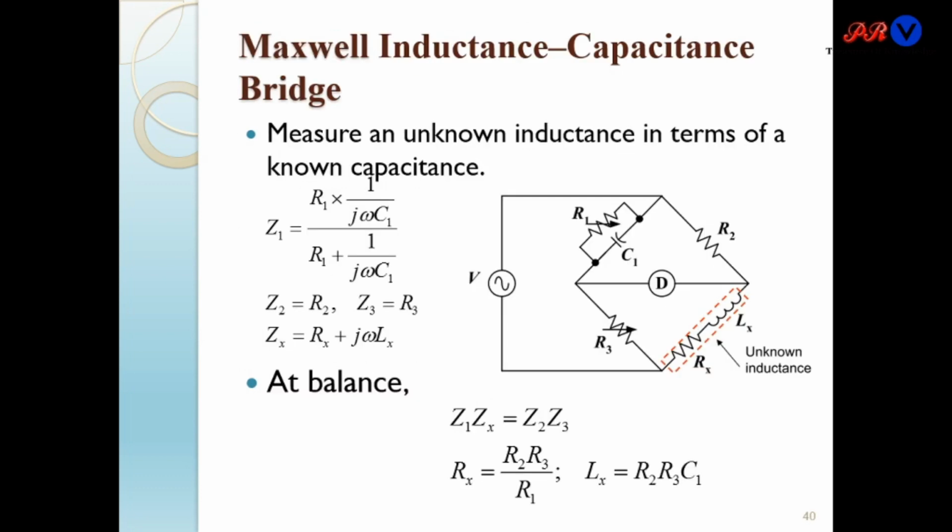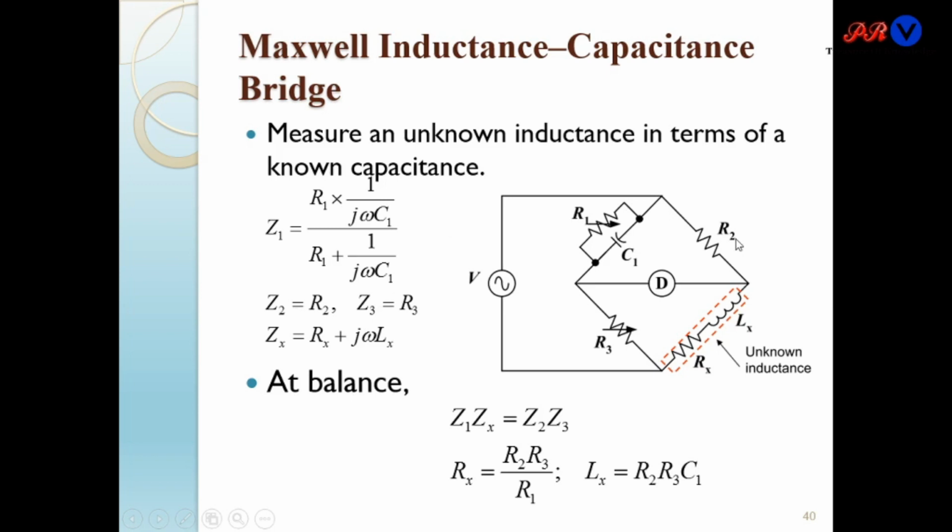Second bridge which is used for inductance measurement is the Maxwell inductance capacitance bridge. It measures an unknown inductance in terms of a known capacitance, while the earlier bridge is used for measurement of unknown inductance using known inductance. So here the difference is we will use known capacitance. So Z1 is the arm impedance of this arm, R1 in parallel with C1. So this is the impedance of this Z1 arm.